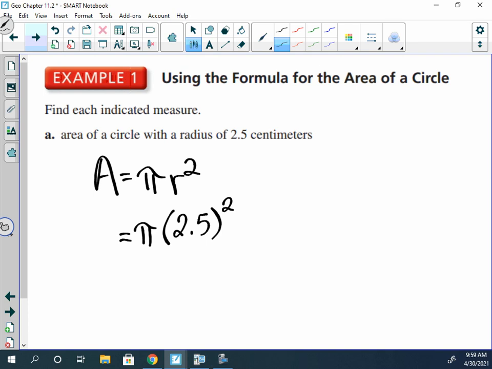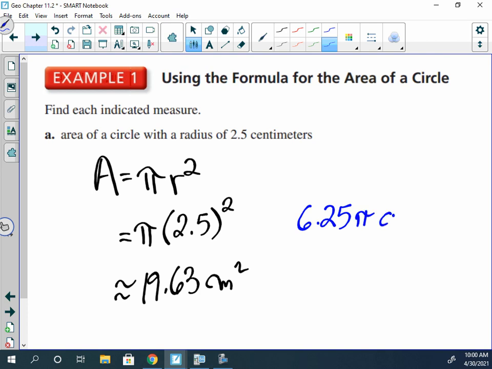Approximately, the area is 19.63 centimeters squared. That would be the approximate area for this. Or if we wanted to leave it in terms of pi, we can do 2.5 squared, which would be 6.25 pi centimeters squared. Because if we want it in terms of pi, we can just drop the pi off and square the number 2.5 to get our answer.